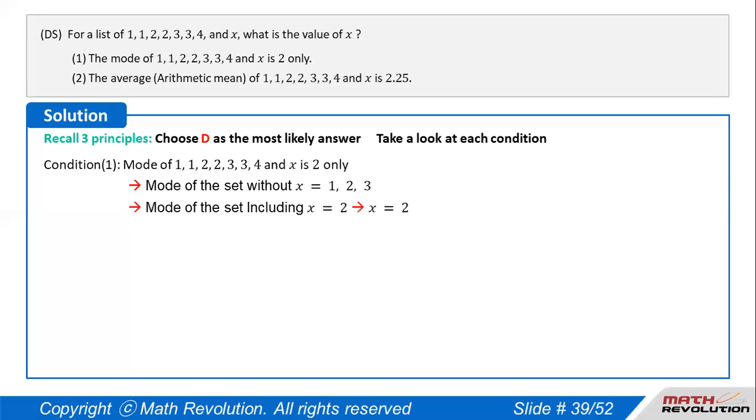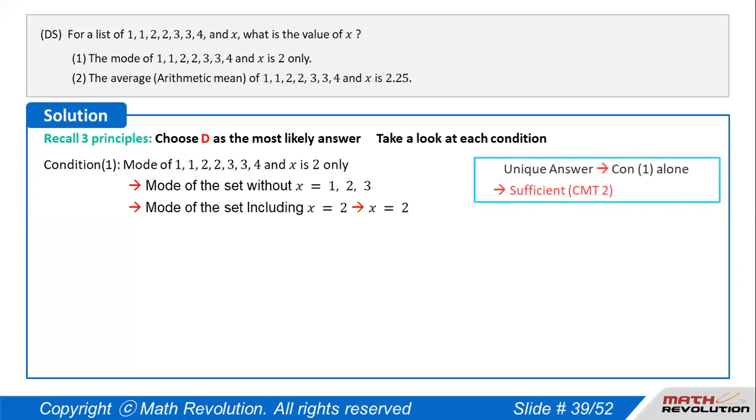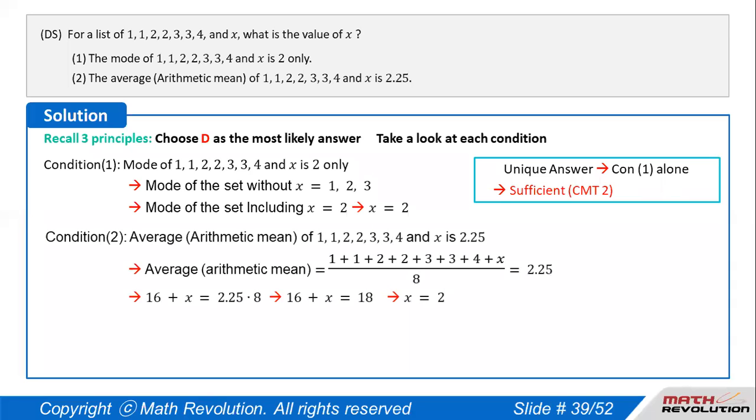Now coming back to the solution, X equals 2, so this particular condition is sufficient. I have no issues solving it. Now let's go back to the second question. The average of 1, 1, 2, 2, 3, 3, 4, and X is 2.25. This is pretty easy. It has nothing to do with mode. I'll simply add up all the numbers, divide by 8, and put it equal to 2.25. That's the concept of average or arithmetic mean. After solving, I get X equals 2.